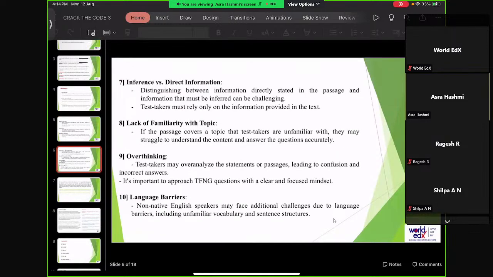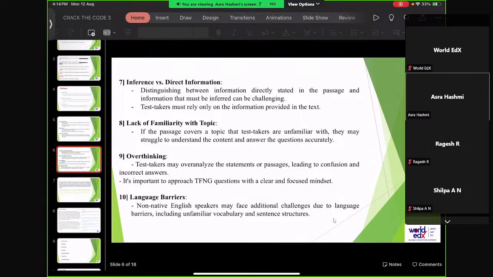The next is inference versus direct information. Inference is what we infer from a particular thing, what we assume, what we understand, what we are able to summarize from a particular text. And direct information is something that you can see from the text. For example, if there is a particular keyword, that is direct information because that is something that you can verify.